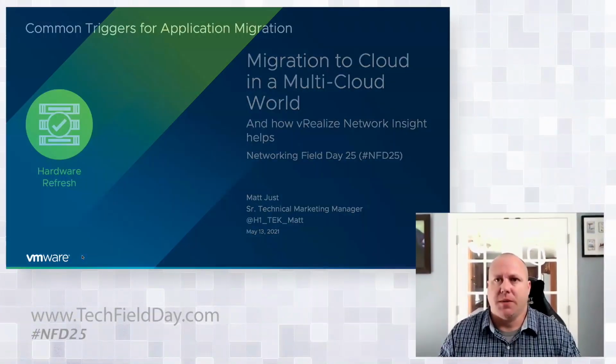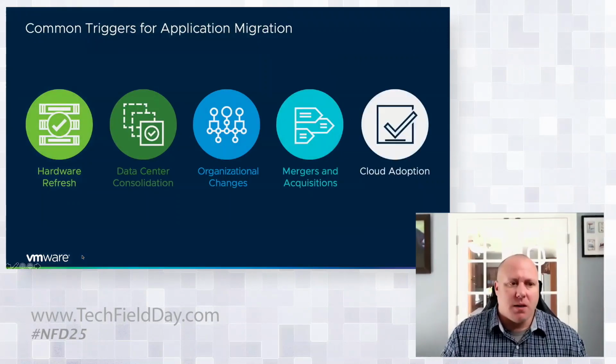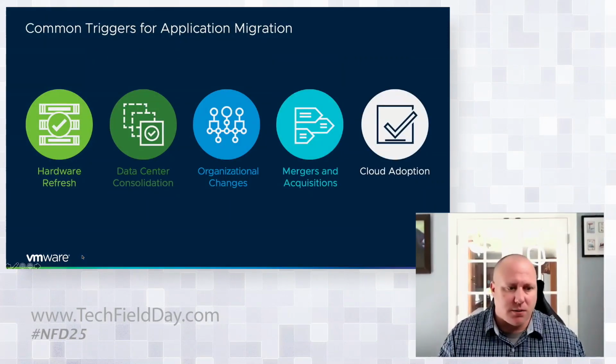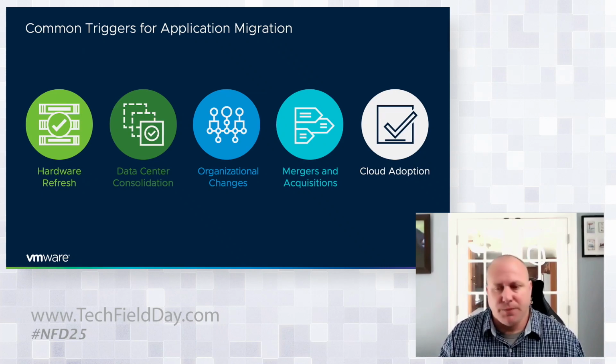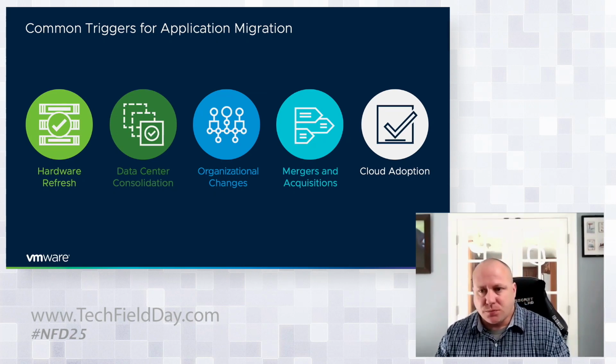Today, in this section, we're going to talk about migration from the cloud or to the cloud in a multi-cloud world, utilizing vRealize Network Insight. So we have very different ways from a journey perspective. When we talk about common triggers for application migration, we're looking at various entities such as hardware refresh, data center consolidation, org changes, mergers and acquisitions, and cloud adoption.